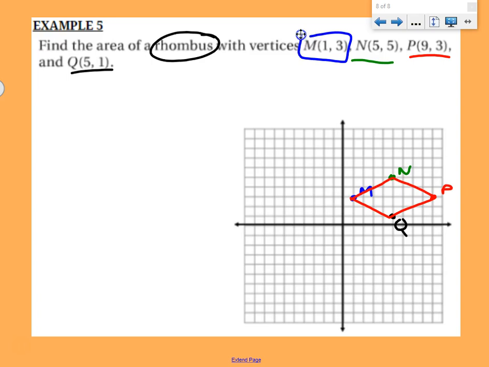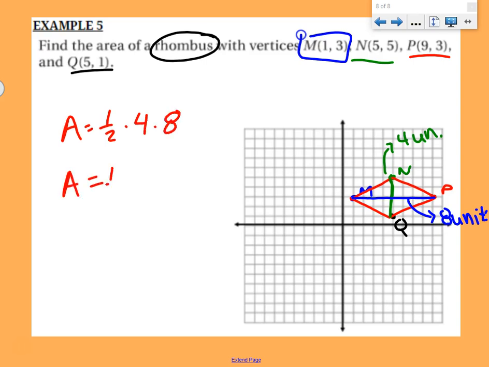We want to find the area. So for area of a rhombus, we need those diagonals. So this diagonal, it's nice. It's a vertical line, so we know it is 4 units. And then the other diagonal, which would go across here from M to P, it's a horizontal line, so we can just count and we can find that it is 8 units long. So then our area of a rhombus is 1/2 times diagonal 1, which is 4, times diagonal 2, which is 8. Area equals 1/2 times 32. So the area is equal to 16. And when we're working on a graph, our units are just units squared. That's all we can do.